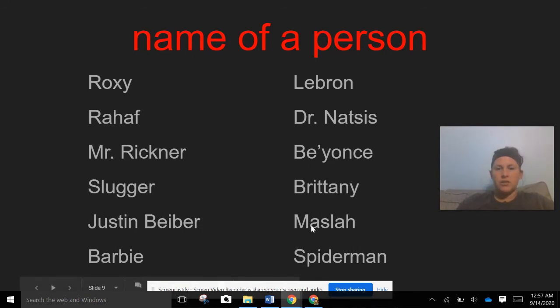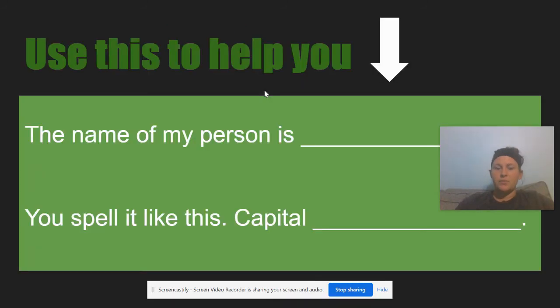So hopefully you noticed that all of these specific, special people have beginning sounds that are capitalized. The first letter is capitalized. And if they have two different names, like Mr. Rickner, Justin Bieber, or Dr. Natsis, or any first and last name for anybody, that's still their name. That's a part of their name, so it needs to be capitalized too because it's special. We have to capitalize the beginning of both of those.